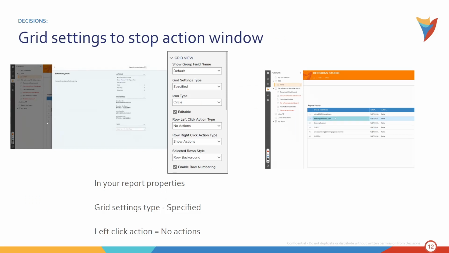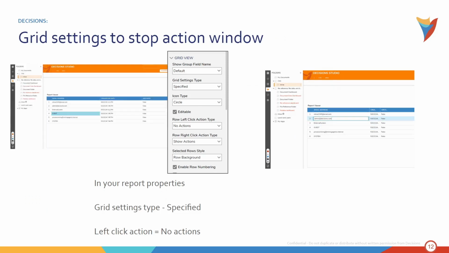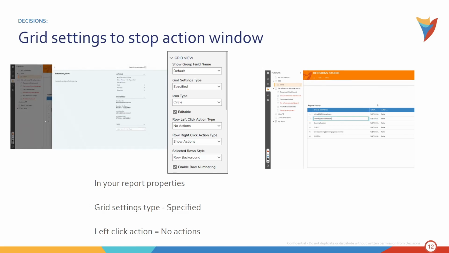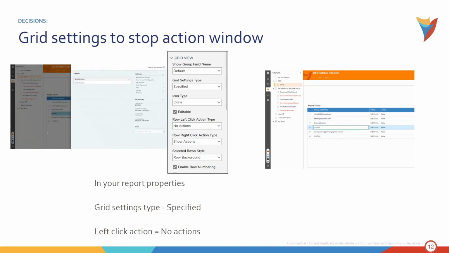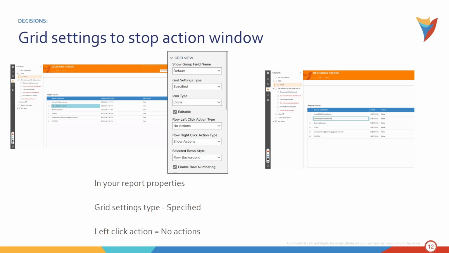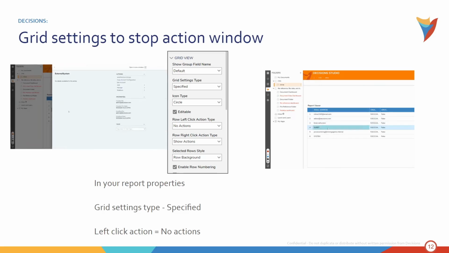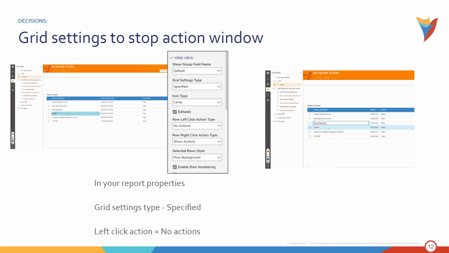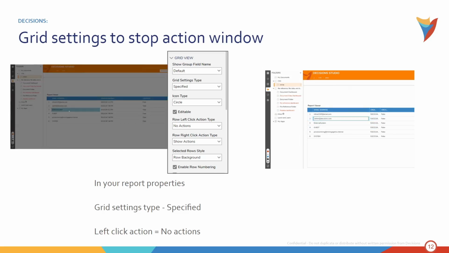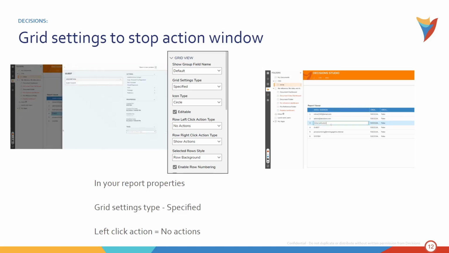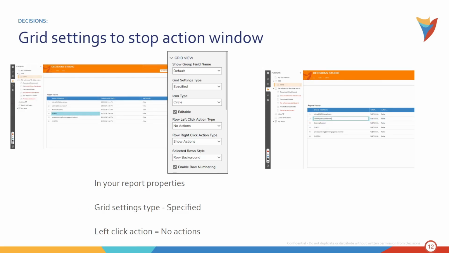You may notice that if you do it this way, you'll have this action window populate when you click and you want to inline edit. If you find that annoying, you can go back into the report designer and change the left click action type to no actions rather than showing actions. So that'll allow you to edit cleanly, like in the screenshot on the right where you're not getting that pop-up window.